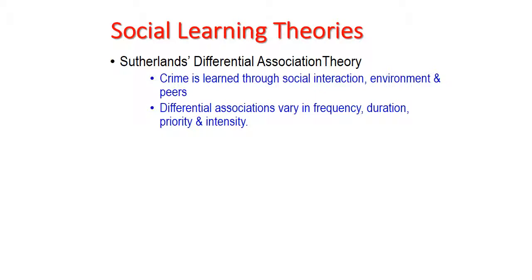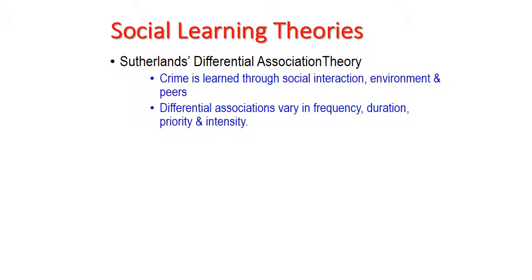There are many different social learning theories that can be used to help explain the development of deviant behaviors. One of the leading theories in this area is what is known as Sutherland's differential association theory. Sutherland proposes that crime is learned through the process of social interaction with both the environment that somebody lives in and the peers that he or she deals with on a daily basis.